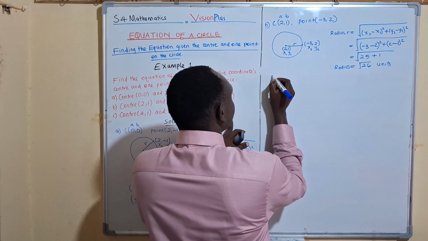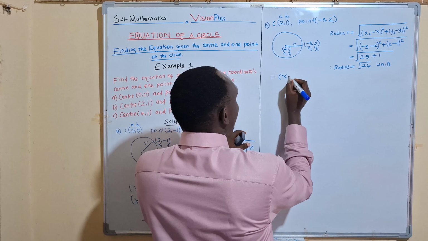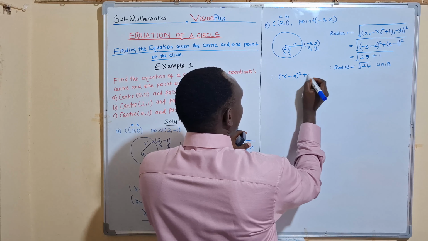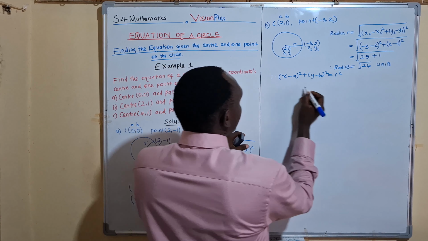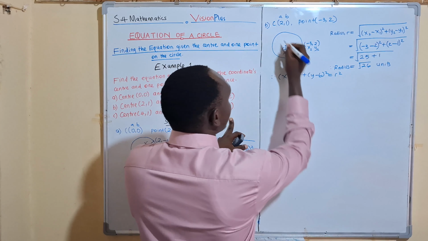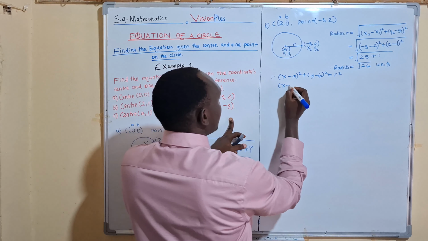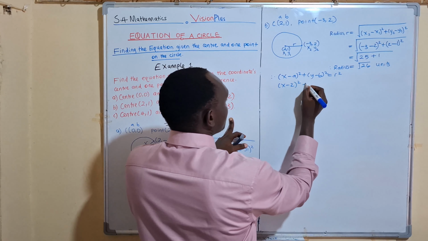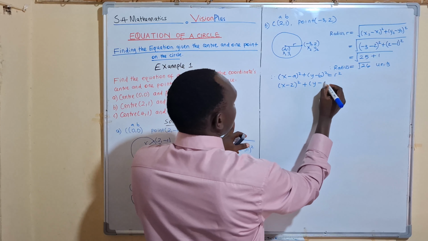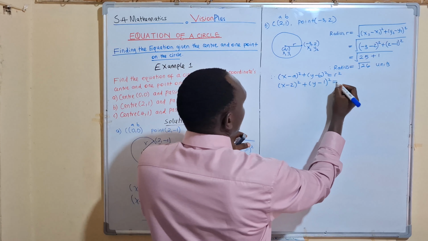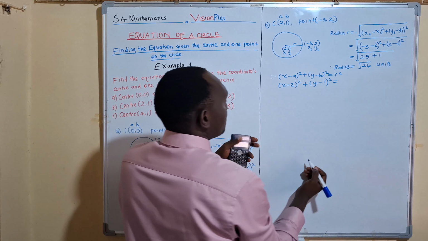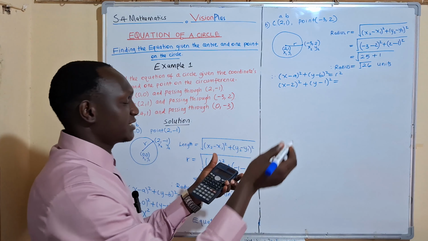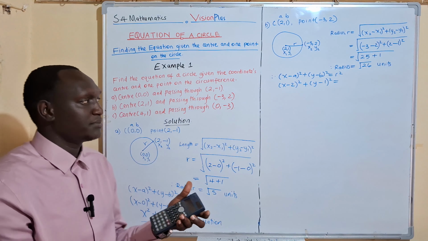So now, from the factorized form, (x minus a) squared plus (y minus b) squared equals r squared. Substitute for a, b and r. A is 2, so we have (x minus 2), don't forget to square, plus (y minus b), b is 1, squared equals r squared. R is root of 26. Save your time here: root of 26 squared. You can skip some steps.